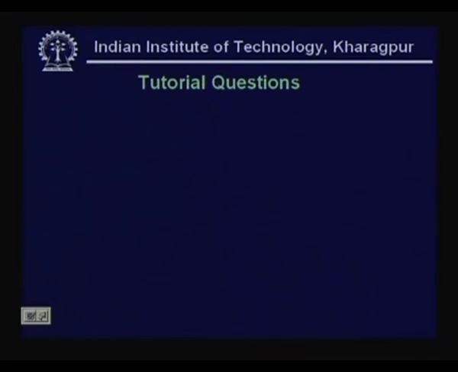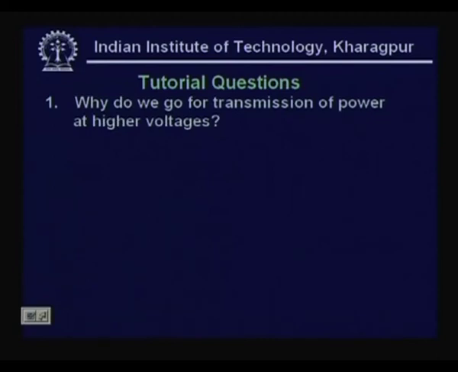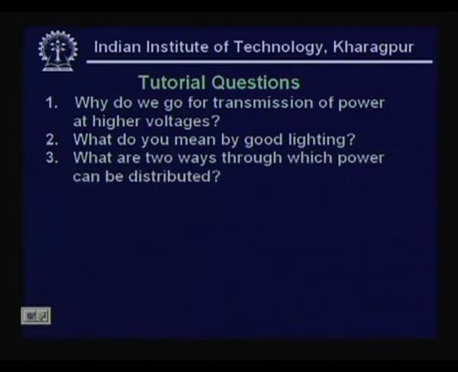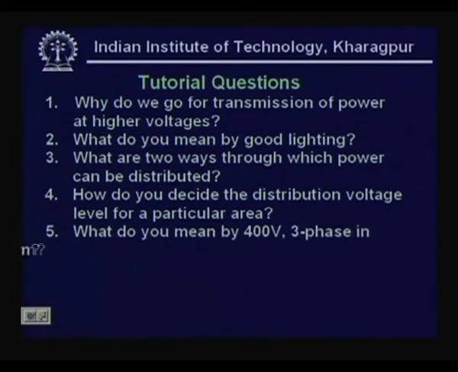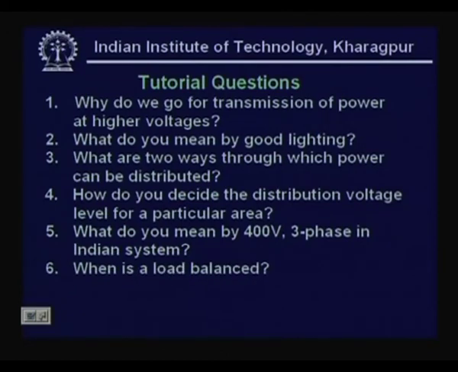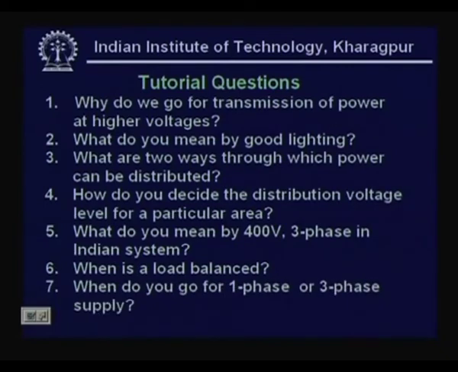So we end this lecture with certain questions to be addressed, and these questions will be answered in a subsequent lesson. Number one, why do we go for transmission of power at higher voltages? Two, what do you mean by good lighting? Three, what are the two ways through which power can be distributed? Four, how do you decide the distribution voltage level for a particular area? Five, what do you mean by 400 volts three phase in the Indian system? When is the load balanced? When do you go for single phase or three phase supply?